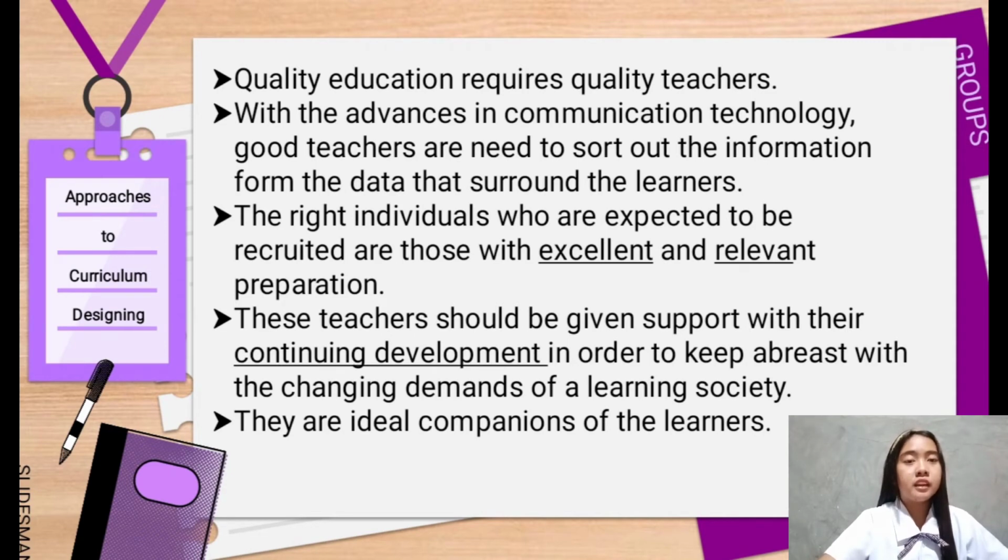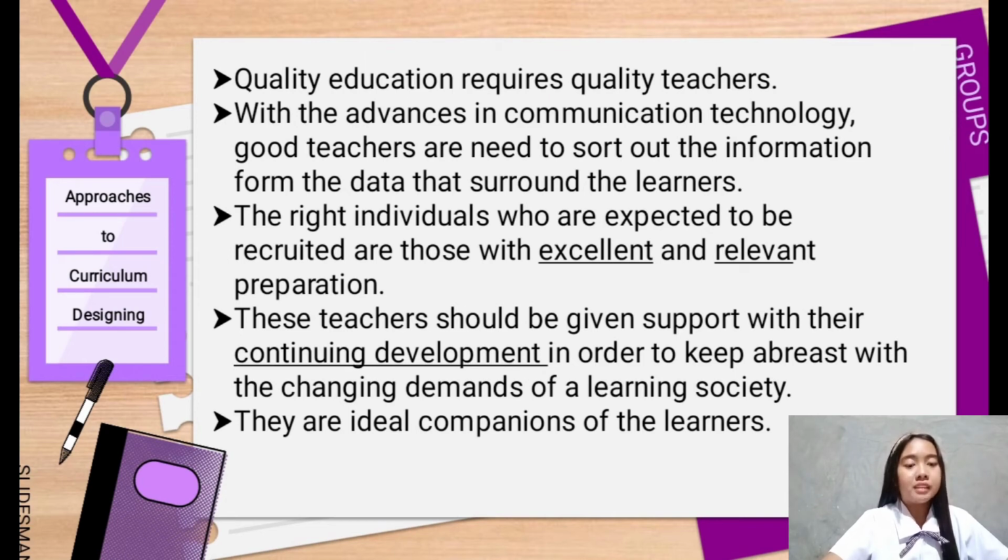Of course, they are the teachers or our teachers. In here, quality education requires quality teachers so that a better teacher will support better learning. In addition, good teachers bring a shining light into the learning environment, and they are ideal companions of the learners.